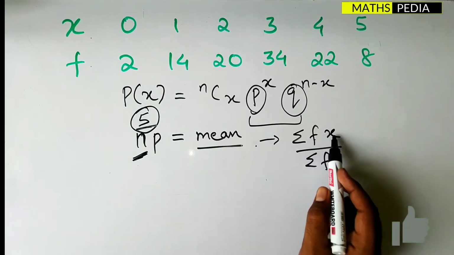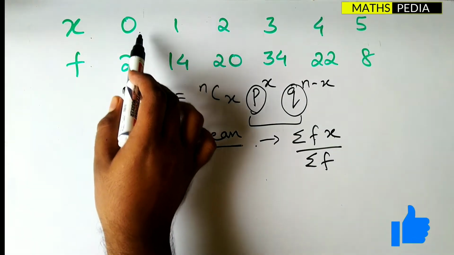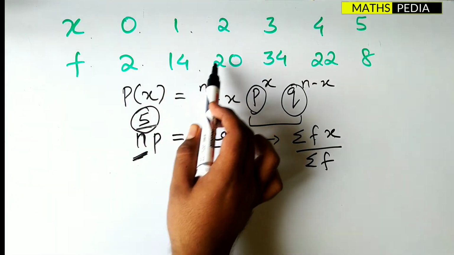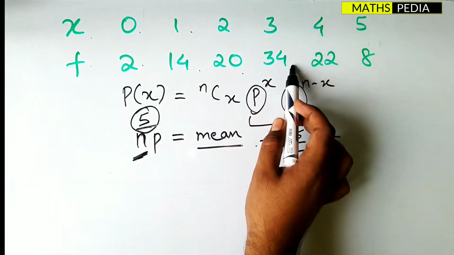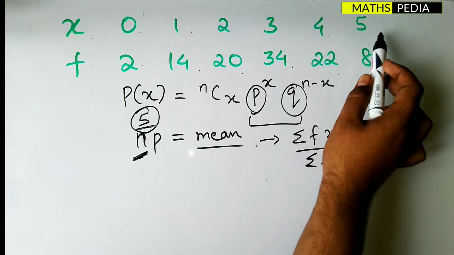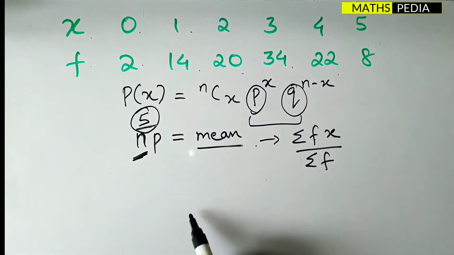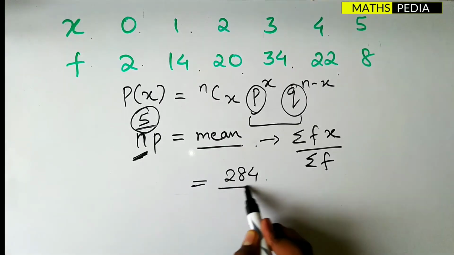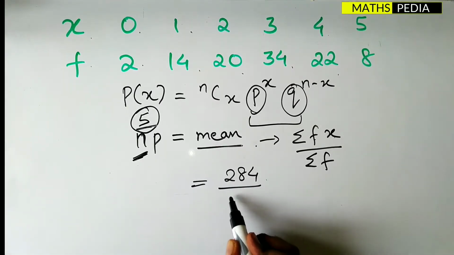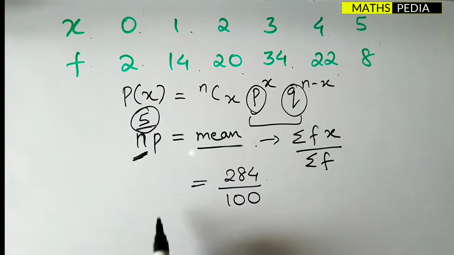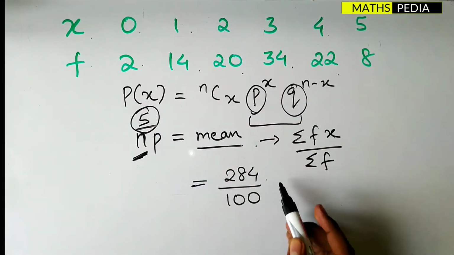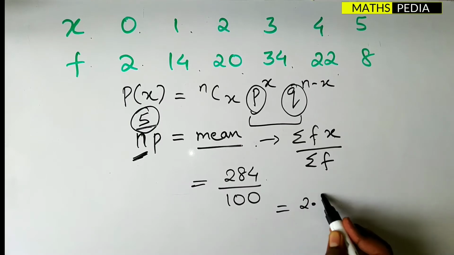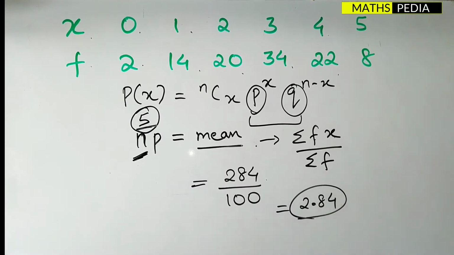So you have to do the summation of f into x. That means multiply 0 into 2 plus 1 into 14 plus 2 into 20 plus 3 into 34 plus 4 into 22 plus 5 into 8, and add them together. You will get 284 divided by summation of f, which is 100. Just add it up, and the final answer will be 2.84. So this is the mean we have got.